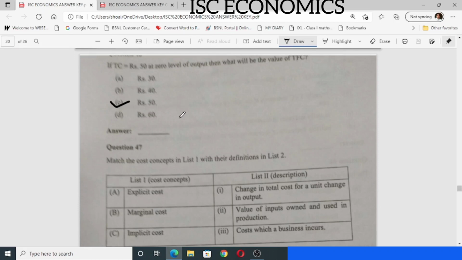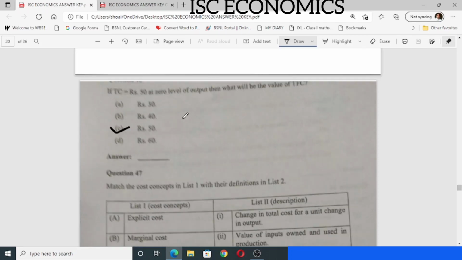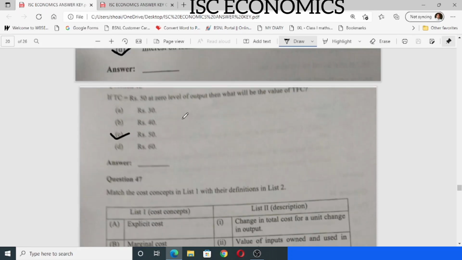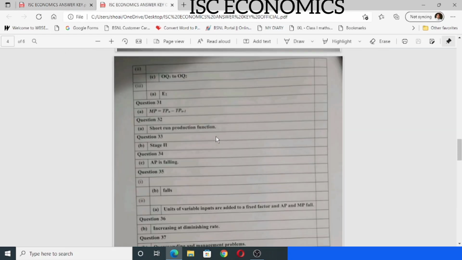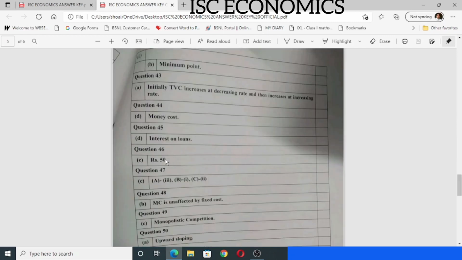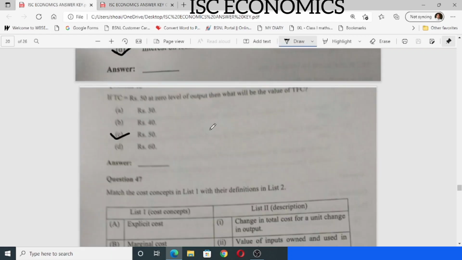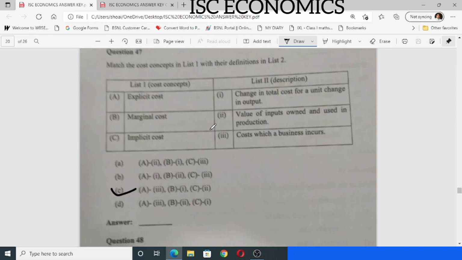50. So 46, let me see the correct answer. 50 is the correct answer. Then 47. Match the cost concept in list 1 with their definition in list 2. So you try yourself. Okay, C is the correct answer for 47.